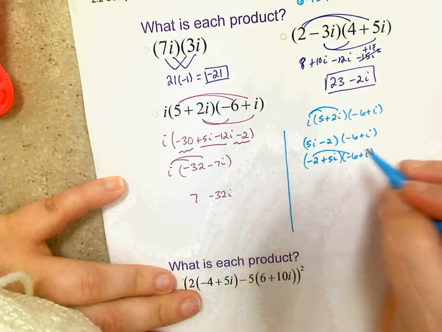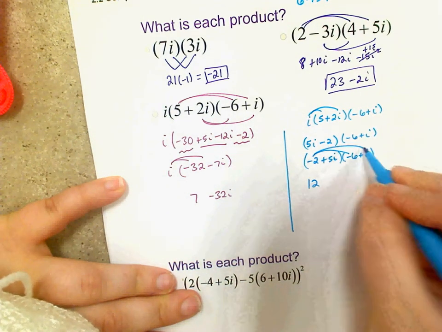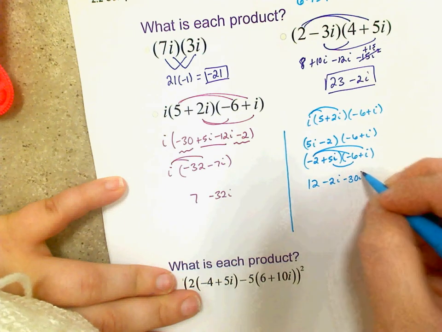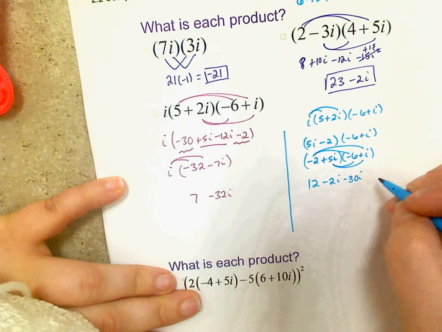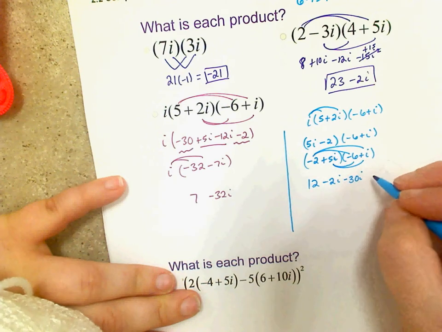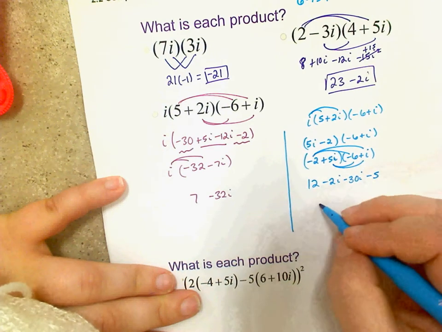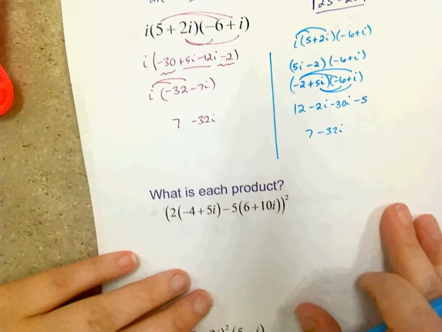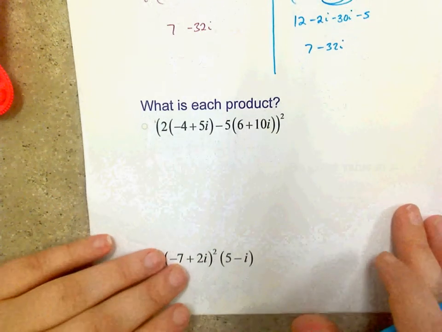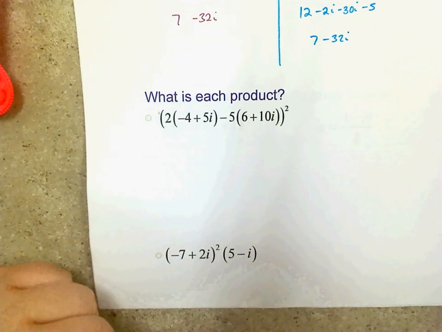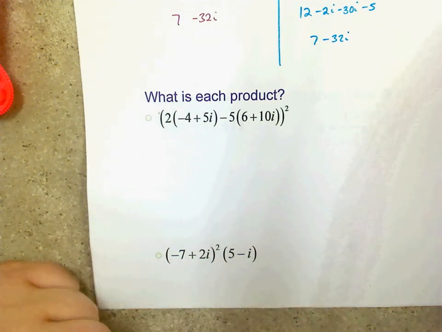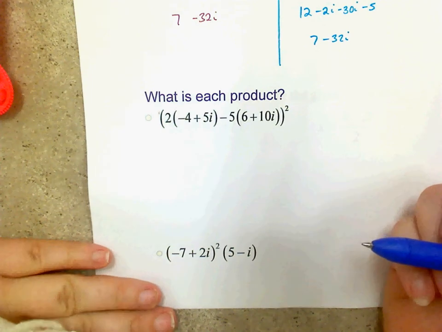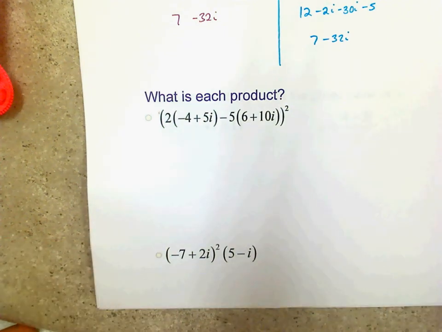Which is the same thing I get when I do this: 12 minus 2I minus 30I. And that is 5I times I, which is 5I squared, which is minus 5. So that is 7 minus 32I. Okay, so either way you get that. So from here on out, it's just more of the same as far as multiplying, but making sure that you understand the order of operations and that you don't goof that up.